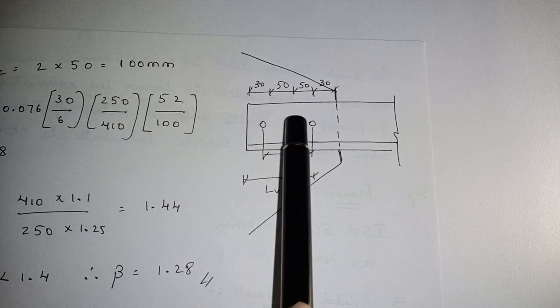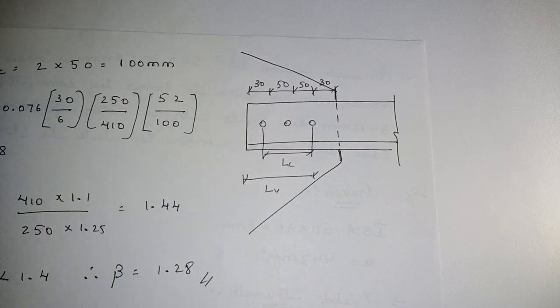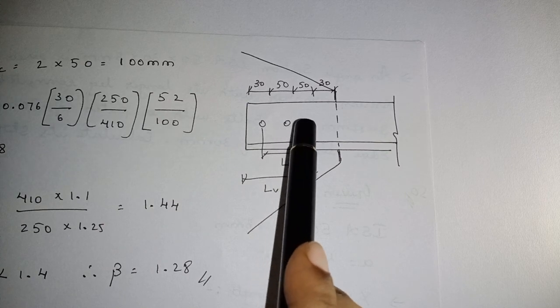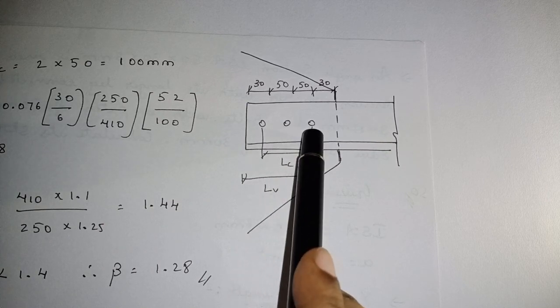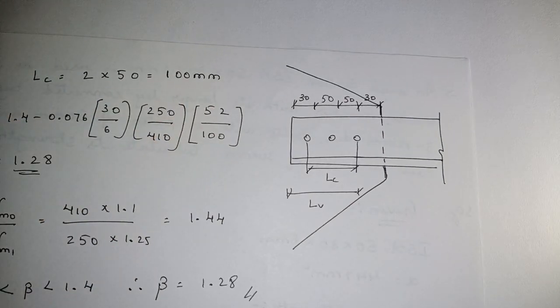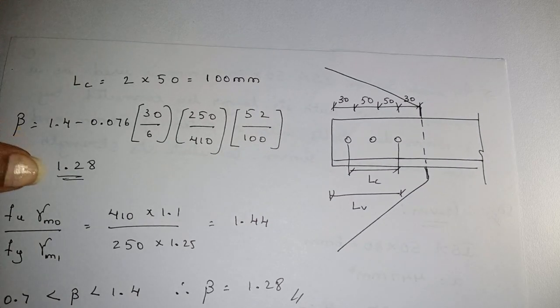So pitch distance is given, that is 50. Edge distance is given, that is 30. Now pitch from one bolt to the next bolt, from this to this, 50 plus 50, so that is 100. So LC is 100. Got it? So this is about it. We'll substitute everything in the equation so that you will get it as 1.28. What is beta now? 1.28.